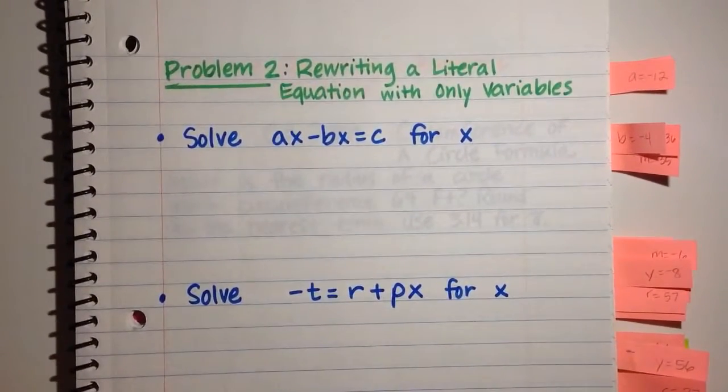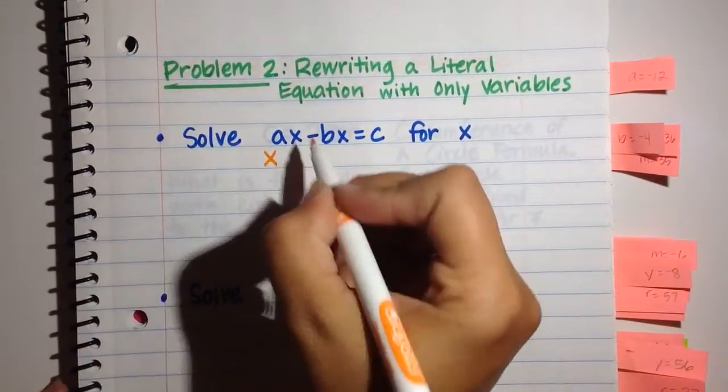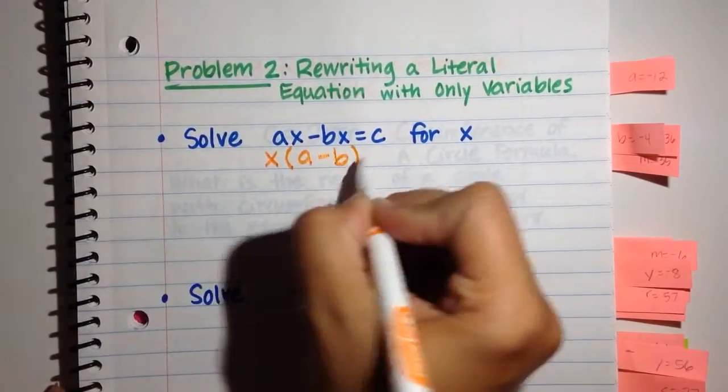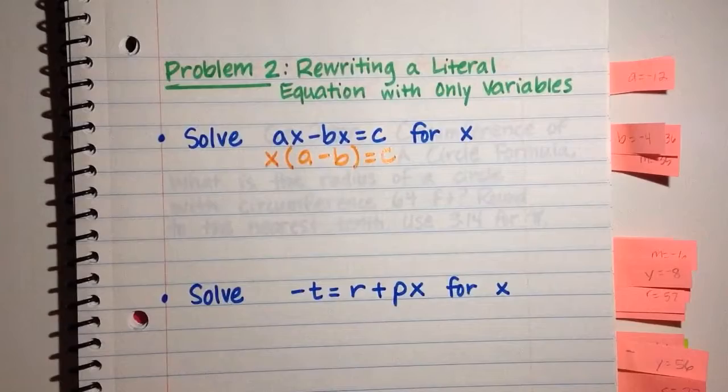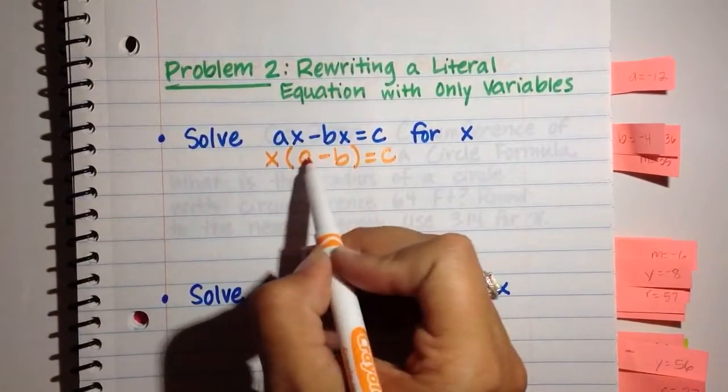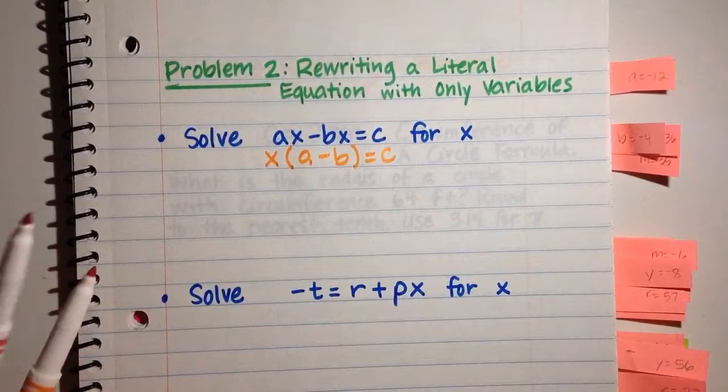Problem type 2 for lesson 5 is rewriting a literal equation with only variables. So we're given the equation ax minus bx is equal to c, and we're supposed to solve for x. Both of these terms have an x, so this is kind of like the opposite of the distributive property. If I pull x out, then I have x times the quantity a minus b is equal to c.